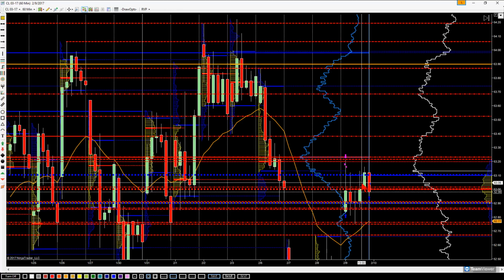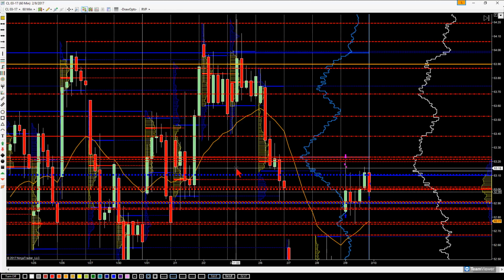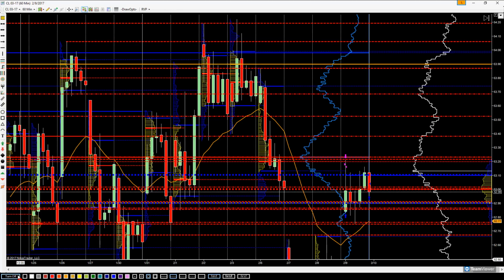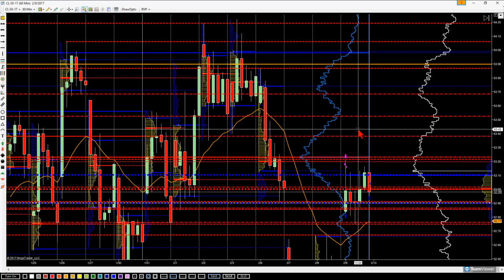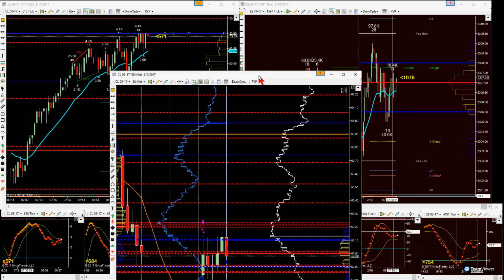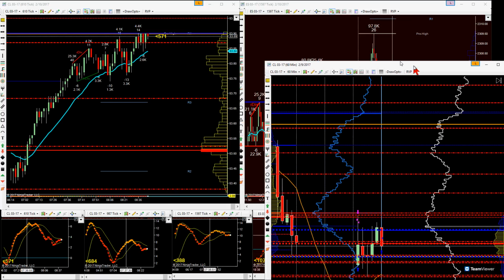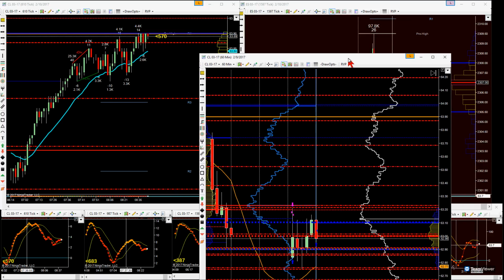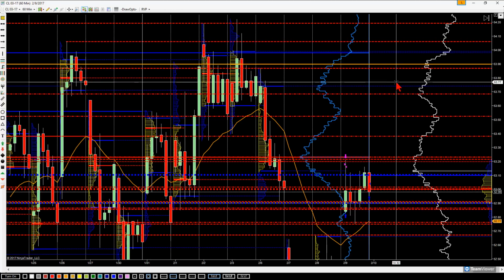Okay, so we've drawn in our swing high, we've drawn in our swing low, which is yesterday's high and low. And let's take a look at where we are currently trading, and we'll start putting in some hypotheses. So 53.90, sitting right at overnight high.